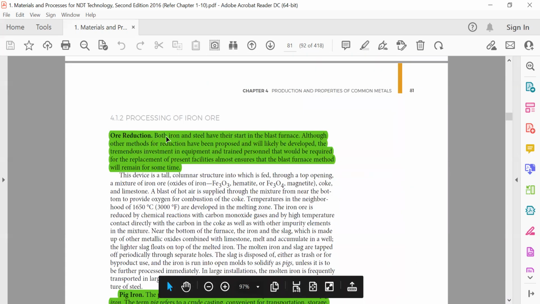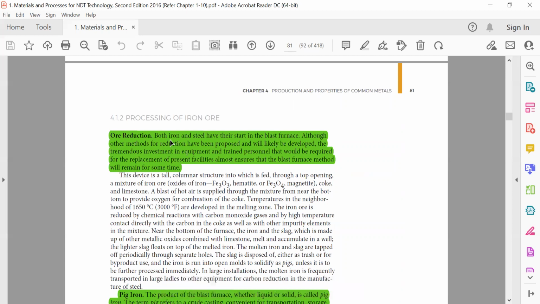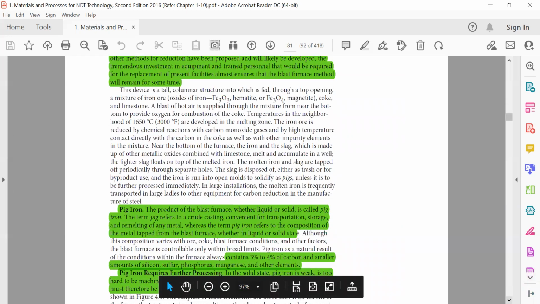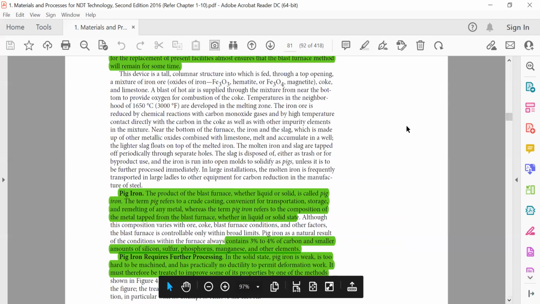Ore reduction. Both iron and steel have their start in the blast furnace. Although other methods of reduction have been proposed and will likely be developed, the tremendous investment in the equipment and trained personnel that would be required for the replacement of present facilities almost ensures that the blast furnace method will remain for some time. So the blast furnace is producing pig iron, the product of the blast furnace.